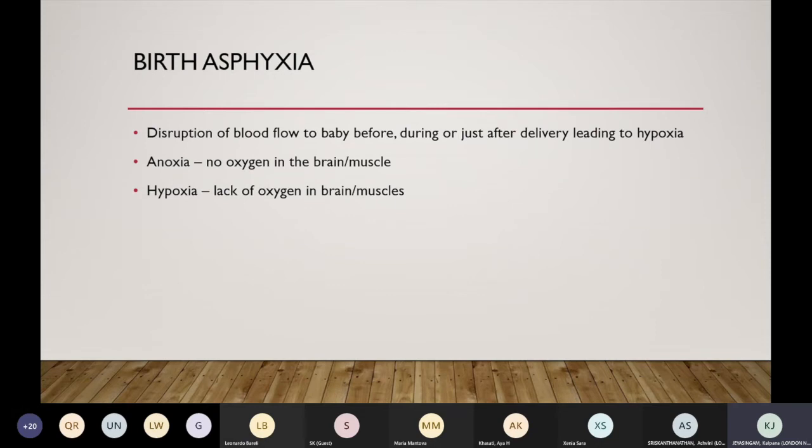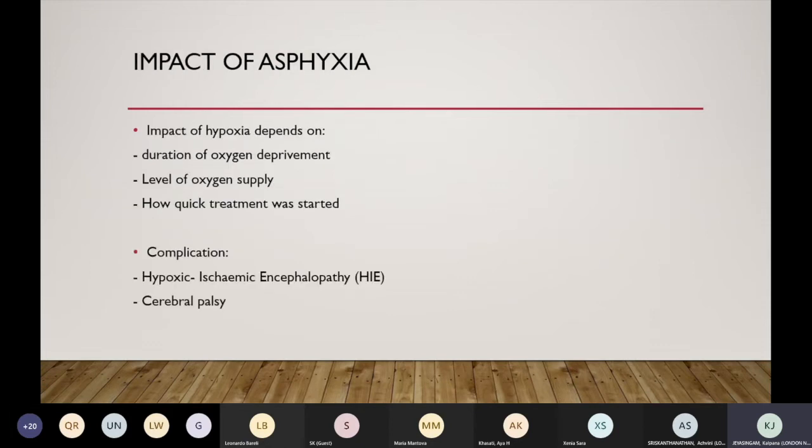And it's important to differentiate between anoxia and hypoxia. Anoxia means no oxygen in the brain or the muscles, whereas hypoxia means lack of oxygen in the brain or muscles. To understand the impact this has on the baby depends on the duration of the oxygen deprivation, the level of oxygen supply, and how quickly one responded to a baby exposed to this hypoxia. So an example would be that a baby deprived of oxygen for a few minutes might be doing far worse than a baby exposed for much longer, let's say for half an hour.